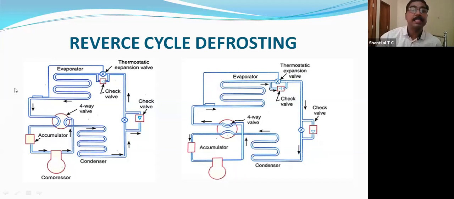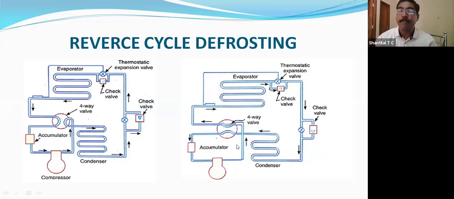This is the normal cycle. Normal cycle means now compression. After compression, it is going to the condenser. This is closed. Through the check valve, refrigerant is flowing, and through the thermostatic expansion valve it goes to the evaporator. This check valve is open, this check valve is closed, and this hand valve is also closed. So this is the normal cycle. Refrigerant goes to the compressor.